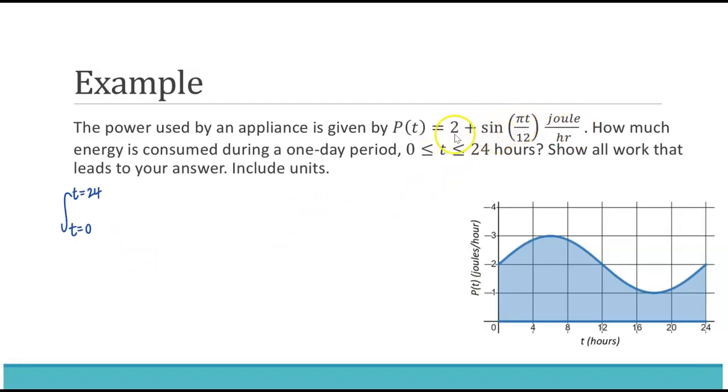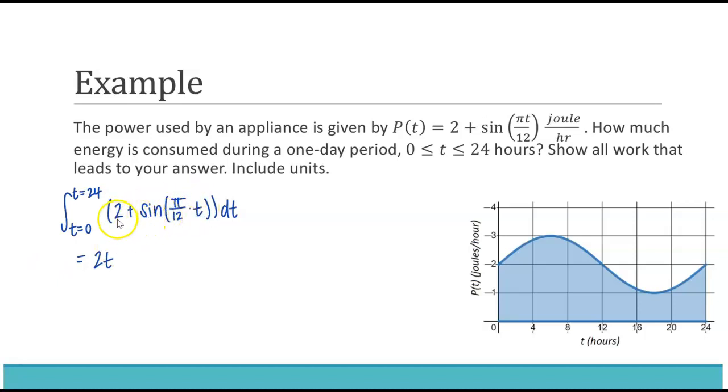And we're going to integrate the rate, 2 plus sine of pi t over 12. So we have 2 plus sine. I'm going to express this as sine of pi over 12 times t dt. All right, so now it's a matter of performing this integration. The antiderivative of 2 is 2t. And then we're going to have the antiderivative of sine of pi over 12 times t.